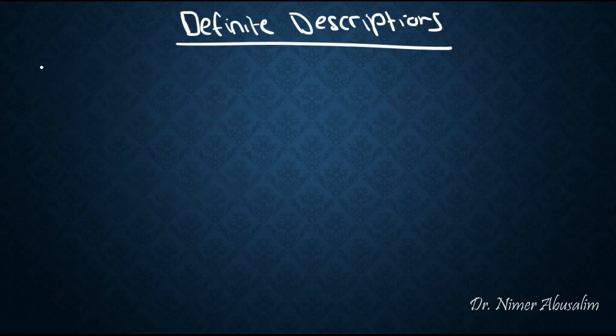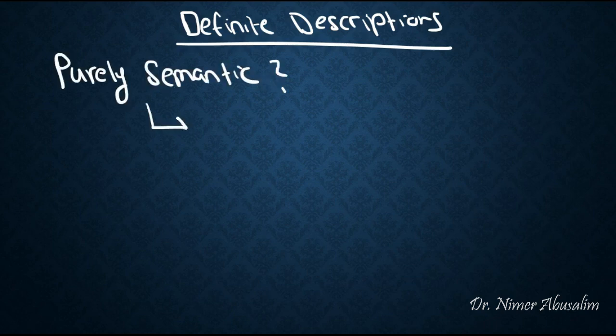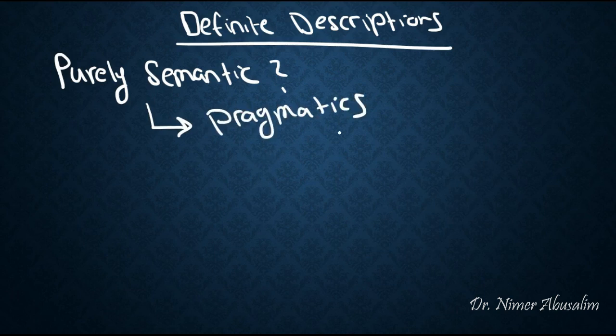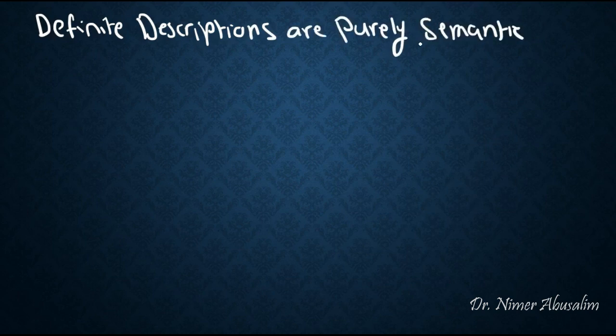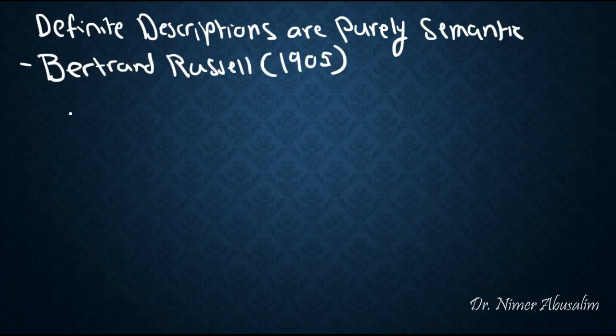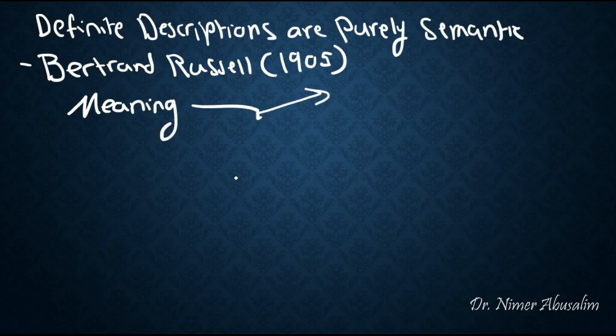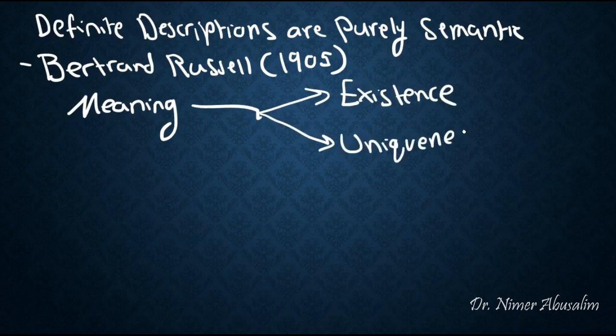So now the question we want to ask ourselves is, are definite descriptions purely semantic in nature, or is there a little bit of pragmatics mixed into the mix? Let's take a look at the first idea, where definite descriptions are purely semantic. This idea goes back to Bertrand Russell, who suggests that the meaning of a definite description involves two conditions, the first of which is existence, the second of which is uniqueness.